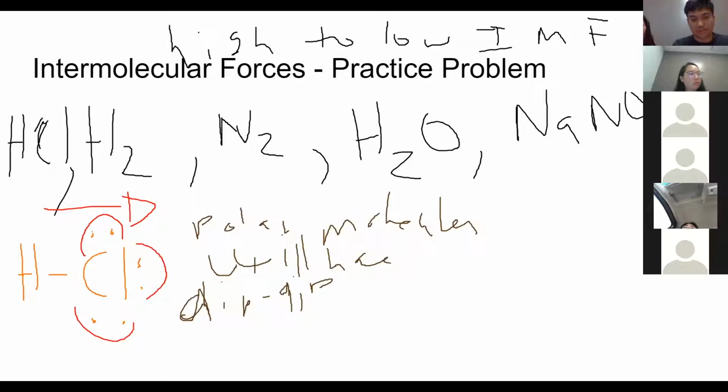So polar molecules will have a dipole. So we know that HCl will have a dipole.